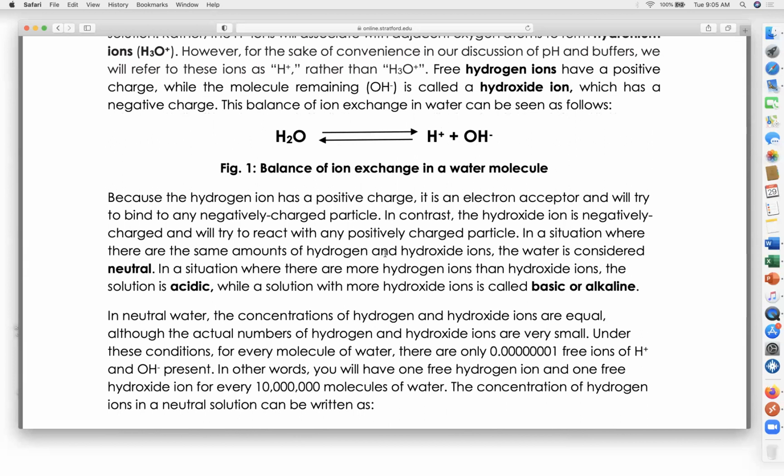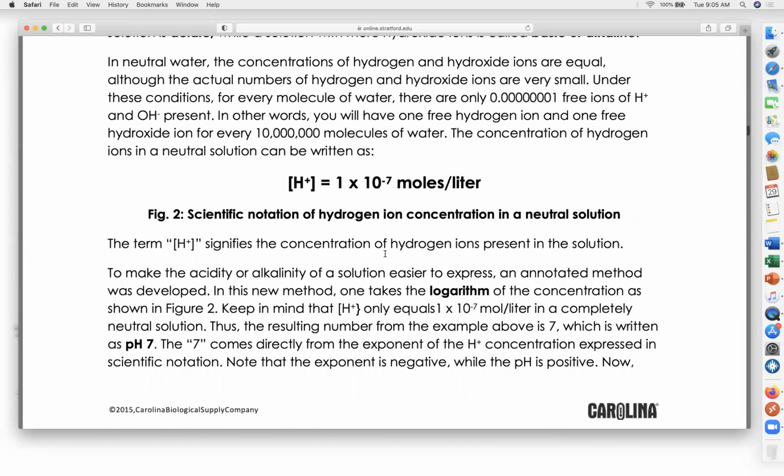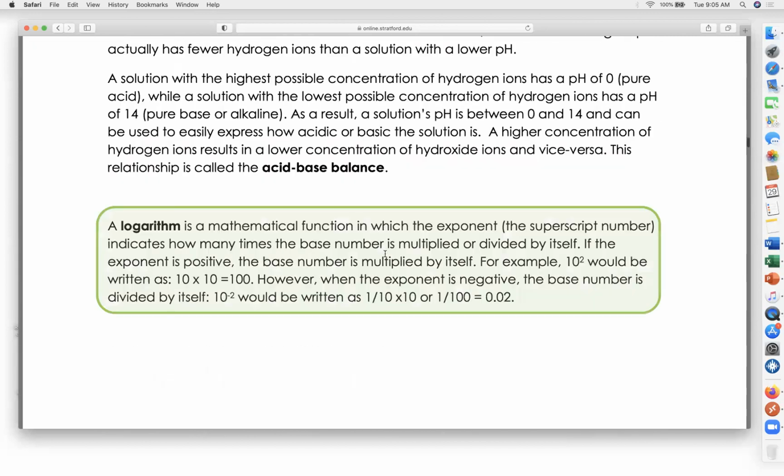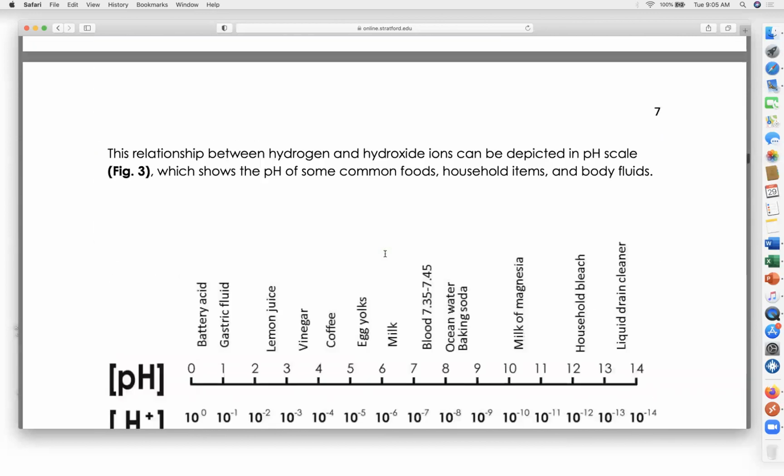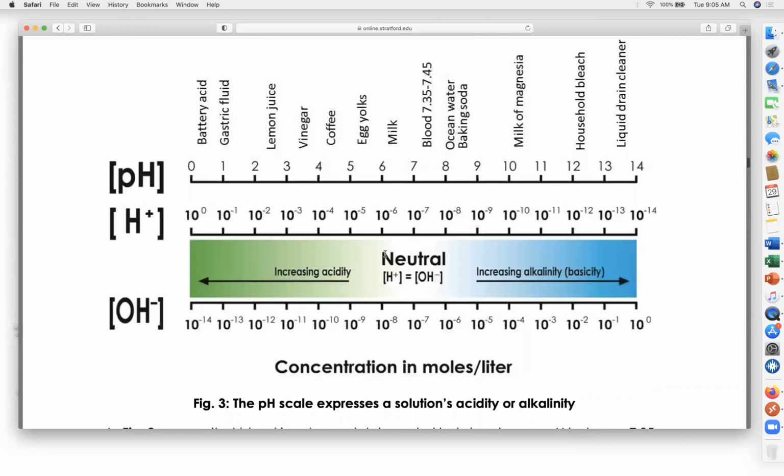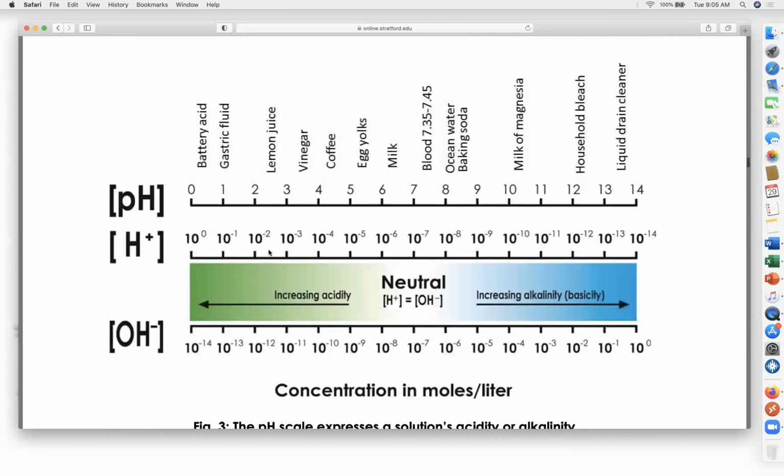So that's a primary question. Here is the pH scale. Human beings are around 7.4, which is around here. And that's where we should be. You should be around here, balanced.